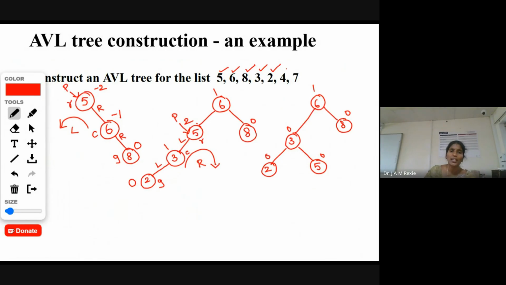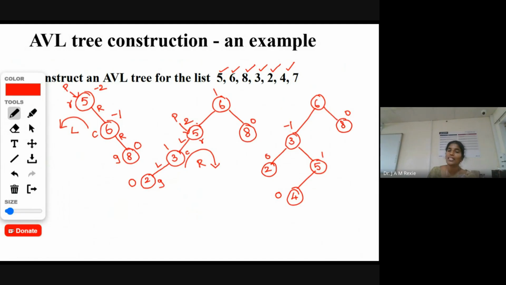Fine, 2 is done. Next we have to insert 4. 4 is less than 6, greater than 3, and less than 5, so it is inserted here. Now the balance factors: for 4 the balance factor is 0, for 5 the left side level is 1 more than the right, and for 3 the right side level is 1 more than the left, hence minus 1. For 6, on the left side I have 3 levels: 3 is at 1 level, then 2, 5, then 4. So 3 levels.